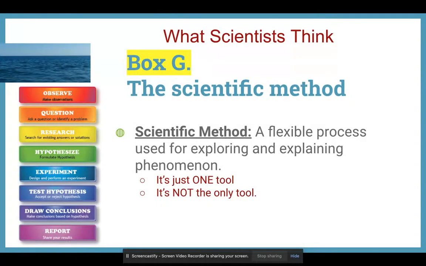Okay, so what scientists think? Box G, the scientific method. So the scientific method is a flexible process used for explaining a phenomenon. Okay, it is just one tool, but it's not the only tool. Yes, there are some who strictly adhere to this, but this isn't the only way to do things. Okay, remember, if I'm going too fast, please feel free to press pause and play when you're ready to continue.